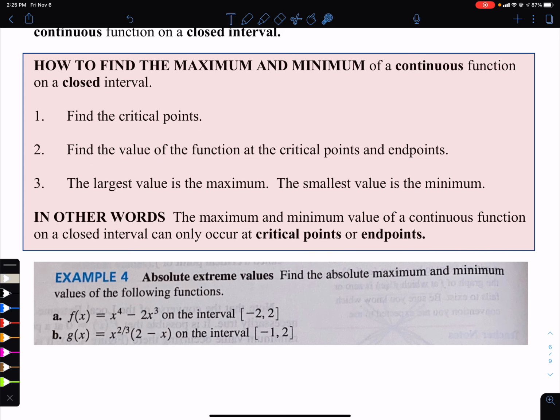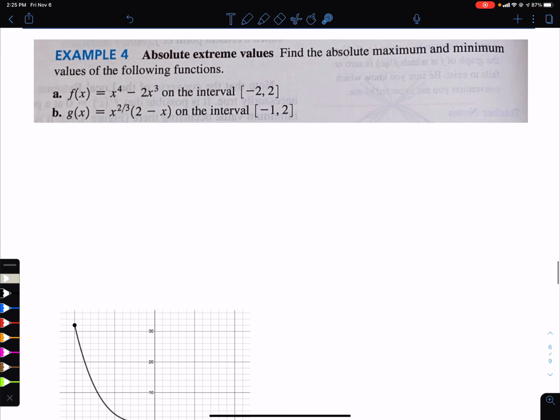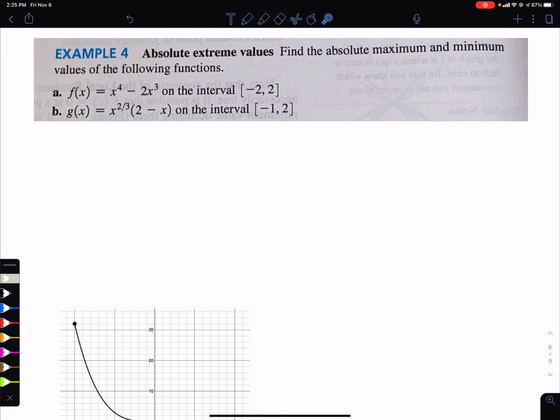So we're going to do two examples. First, we'll do example A right here. So you can pause this and try this. If you want to get hints, just go ahead and unpause and watch for a little bit and then pause again.